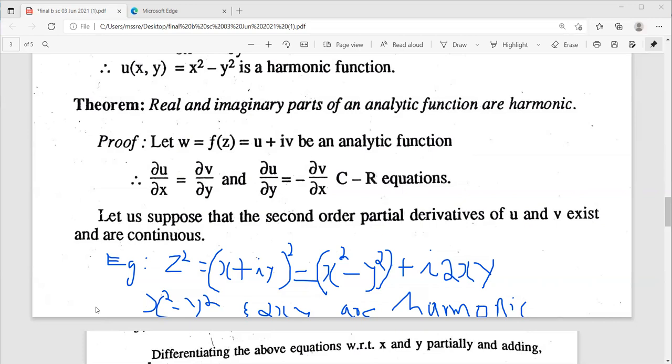For an analytic function only this is true.